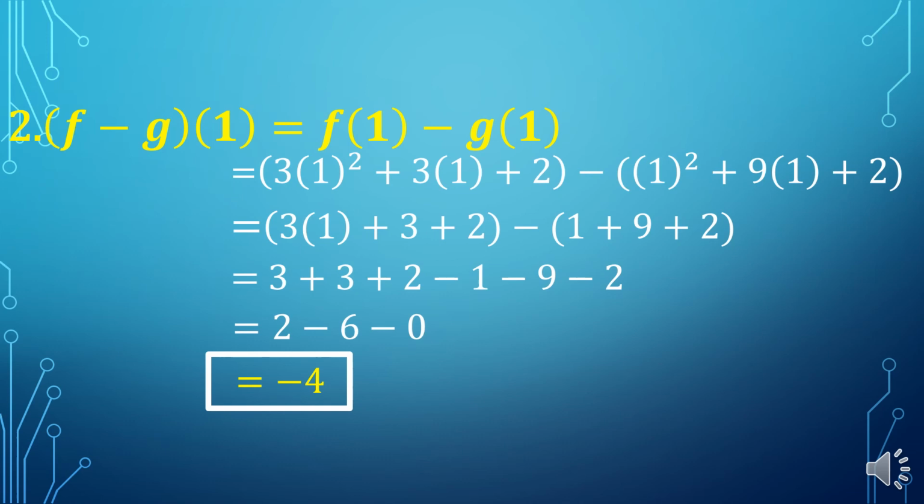Distribute the negative sign, so it will be negative 1 minus 9 minus 2. 3 minus 1 is equal to 2, and 3 minus 9 is equal to negative 6, and 2 minus 2 is equal to 0. 2 minus 6 minus 0 is equal to negative 4.